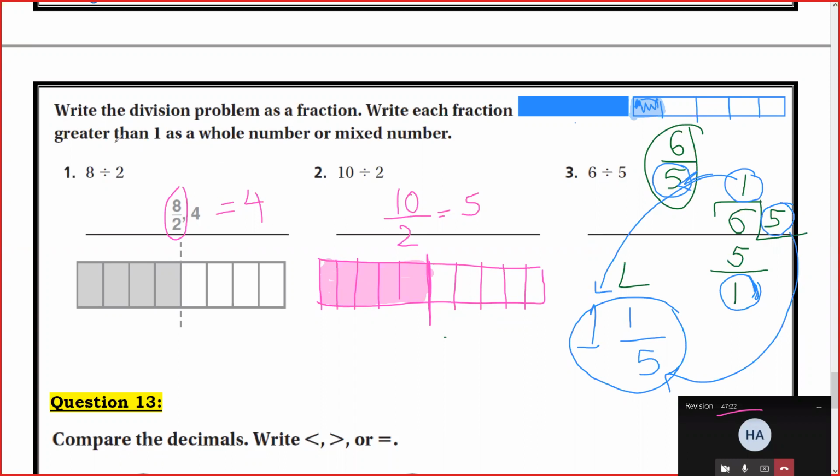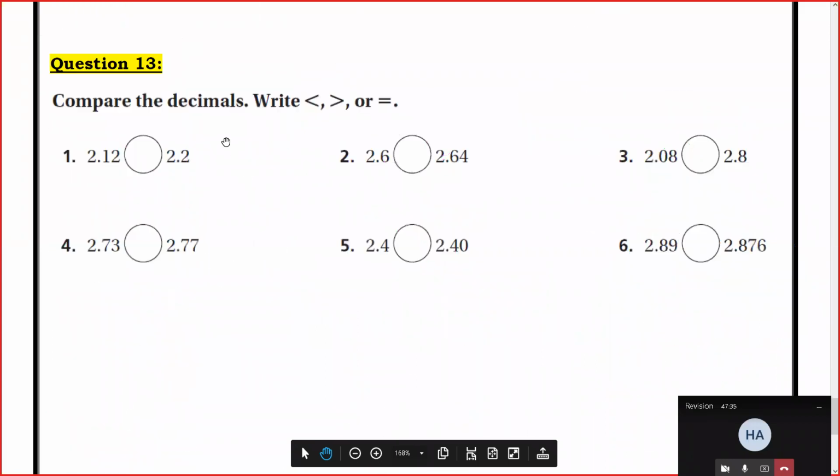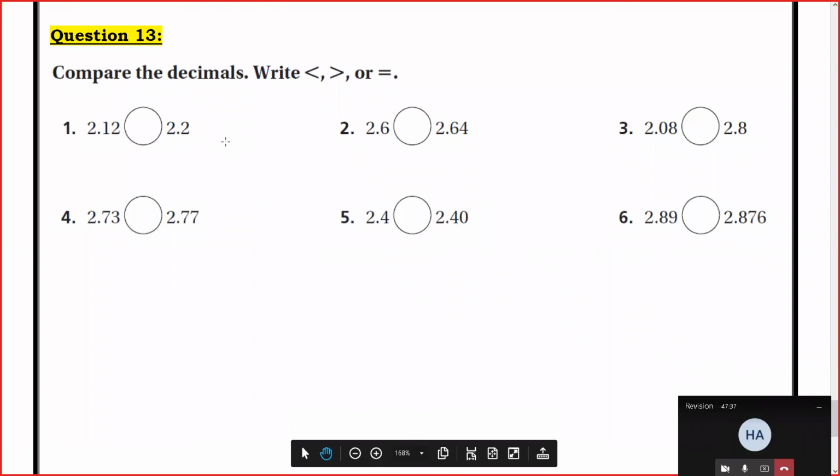Now, please, I give you only 1 minute. Please finish writing to solve 1 or 2 examples from the decimals. Did you finish? Alhamdulillah. Let's go now to question number 13, the last question in our revision, on how to compare the decimals.